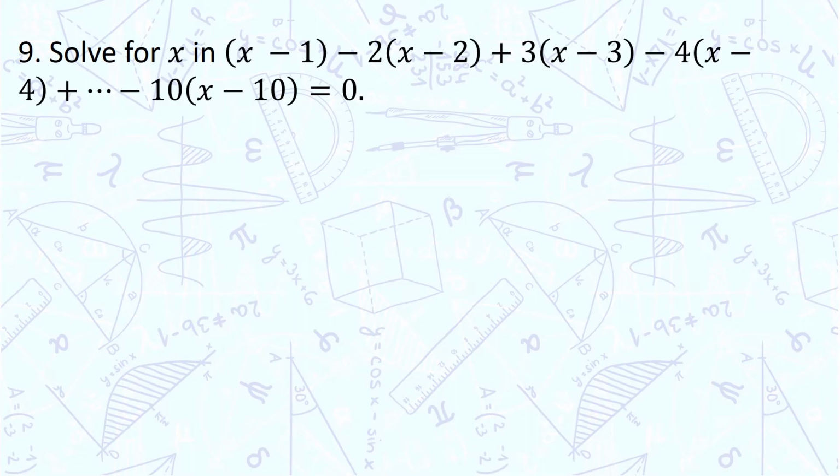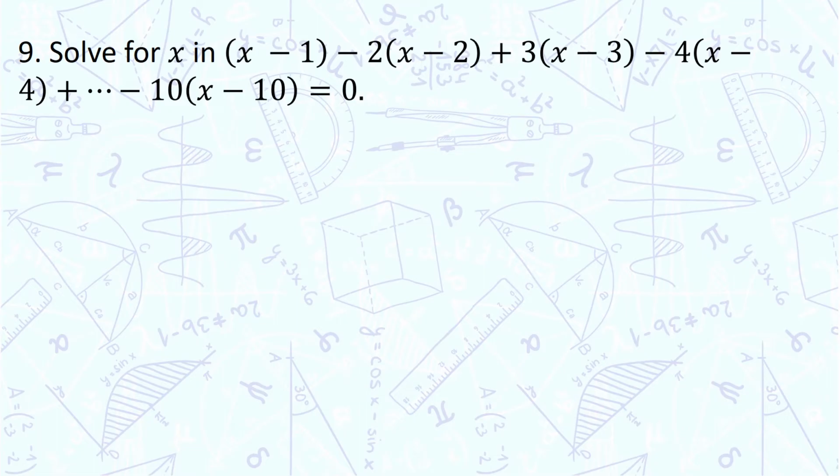Question number 9. Solve for x in (x minus 1) minus 2 times the quantity (x minus 2) plus 3 times the quantity (x minus 3) minus 4 times the quantity (x minus 4) plus, until negative 10 times the quantity (x minus 10), equals 0.